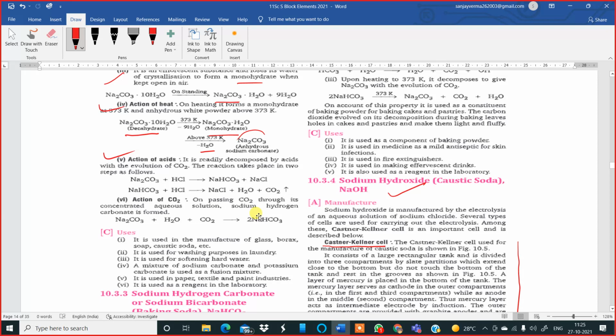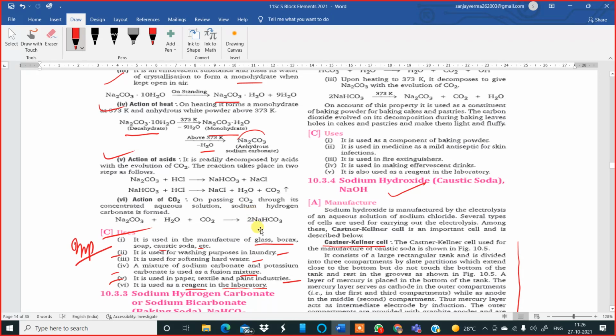Here the uses are more important. Uses of sodium carbonate: it is used in the manufacture of glass, borax powder, soap, caustic soda, etc. It is used for washing purposes in laundry. It is used for softening of hard water. It is used as a mixture of sodium carbonate and potassium carbonate, as a fusion mixture. It is used in paper, textile, and paint industries. It is used as a reagent in the chemistry lab. So these are the things under sodium carbonate.